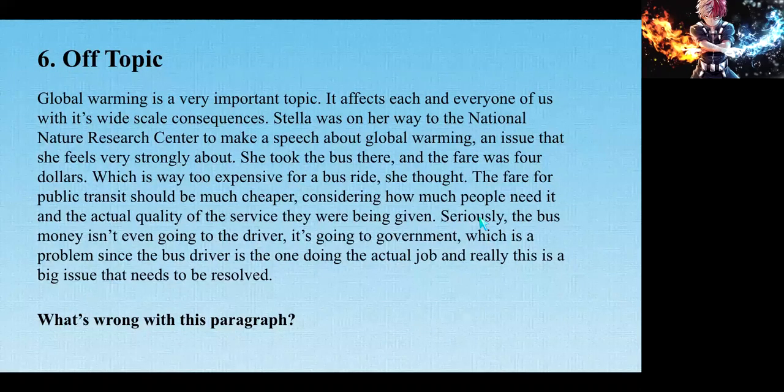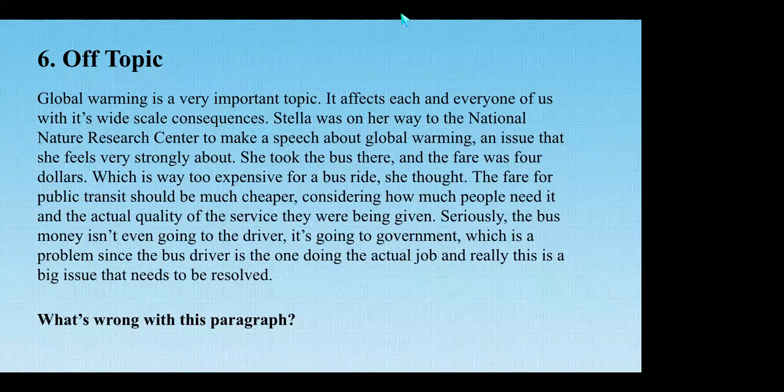Do I have any questions? Number 6 is the worst one that makes our writing seem so unprofessional, but it's also the easiest mistake to make, and it's called the off-topic.